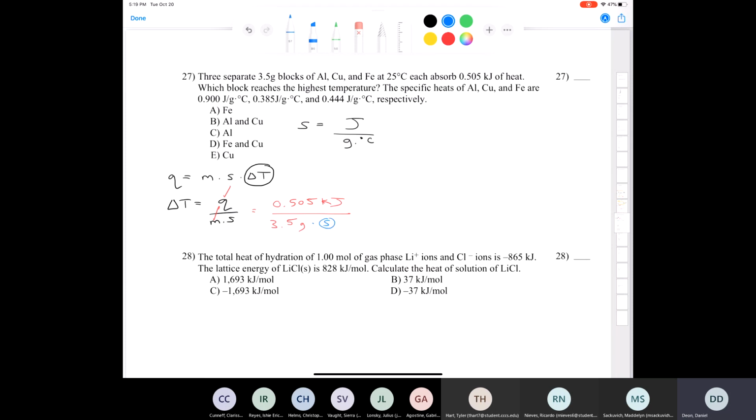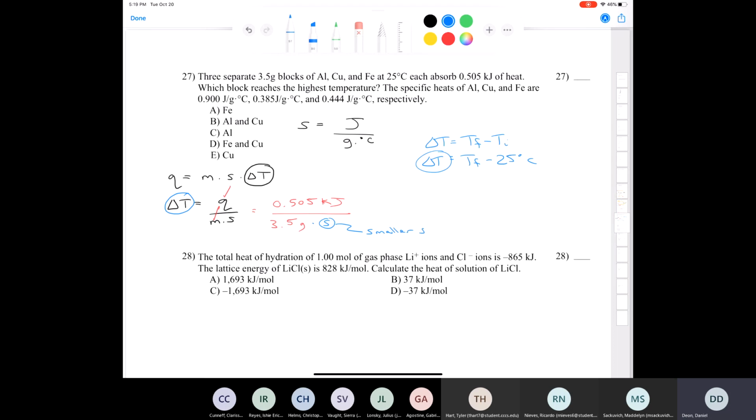So if I want to have the greatest change in temperature, I know that my delta T is equal to the final temperature minus the initial temperature, which is the final temperature minus 25 degrees Celsius. I'm looking for the biggest change in delta T. What's going to give me the biggest T is when the specific heat is the smallest, right?